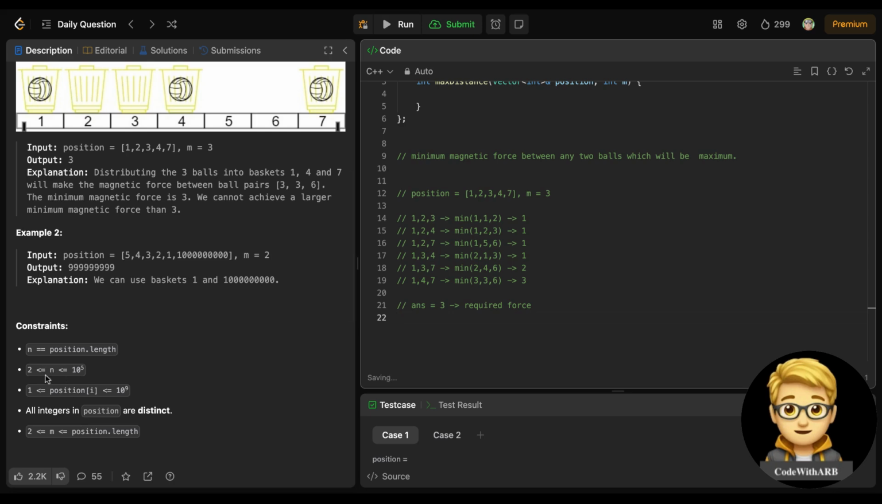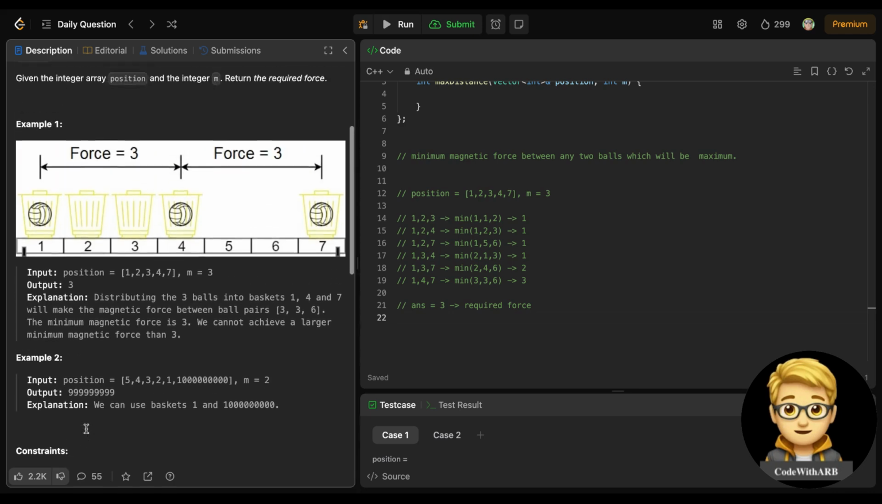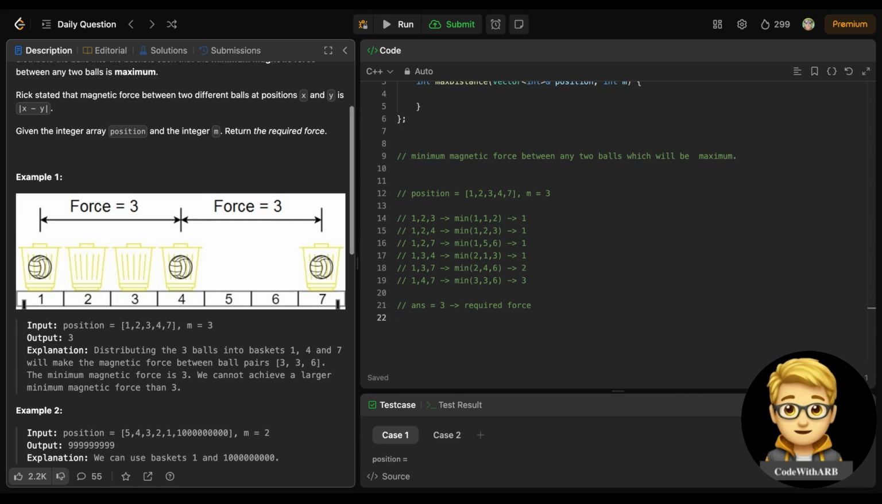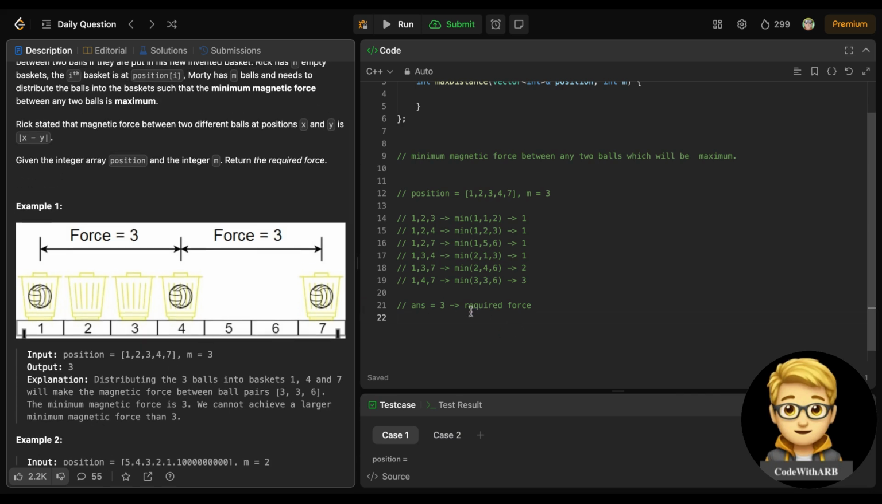If we see the constraints here, n is 10 to the power 5, position[i] can go up to 10 to the power 9, and all integers in position are distinct, and this is position, not length. Okay, fine. So basically, we need to find the required force, right? We are given some positions, and we need to put balls in positions. So let's analyze the question.